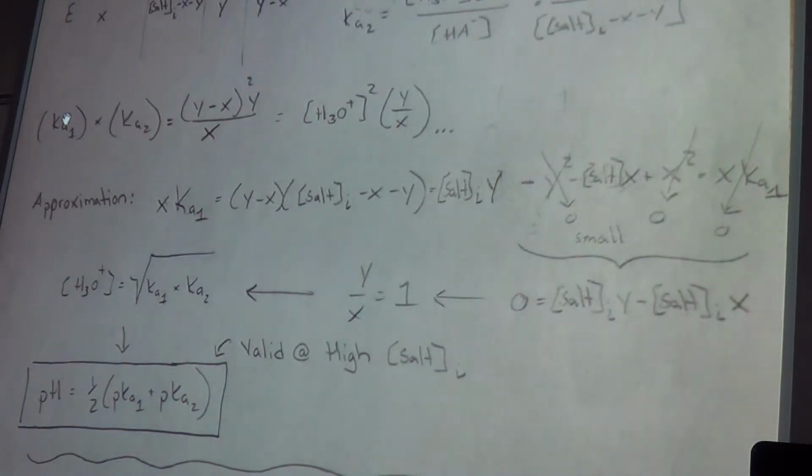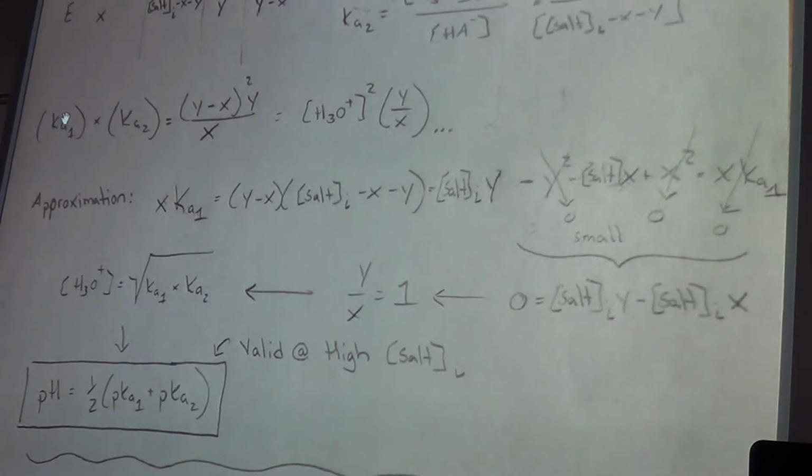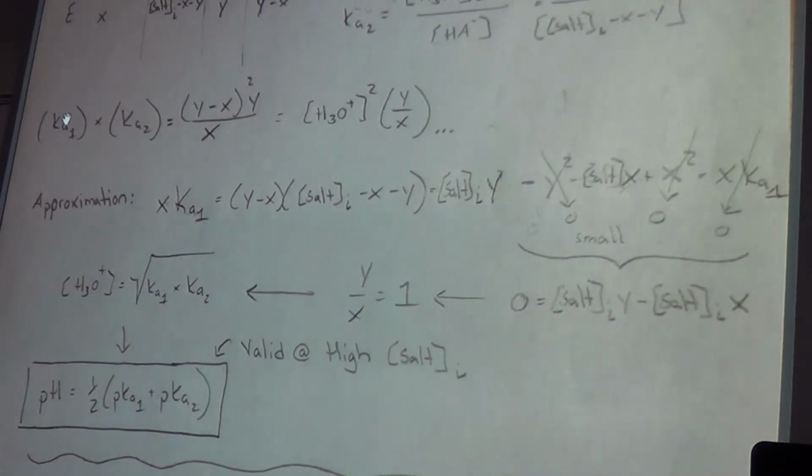You can approximate the pH as being kind of an average of the two pKa's. And so depending on what those two pKa's are, you might have a slightly acidic or slightly basic solution, but plug in those pKa's and find out. Again, that only applies if you have high concentrations of salt. If you have low concentrations of salt, then you can't make those approximations, and you'll have to do a little bit more rigorous math.